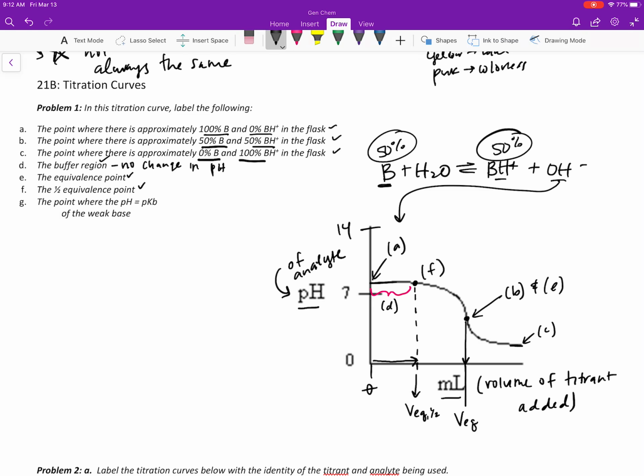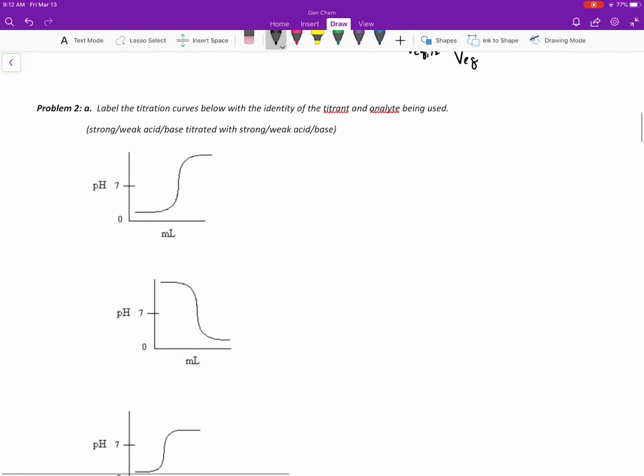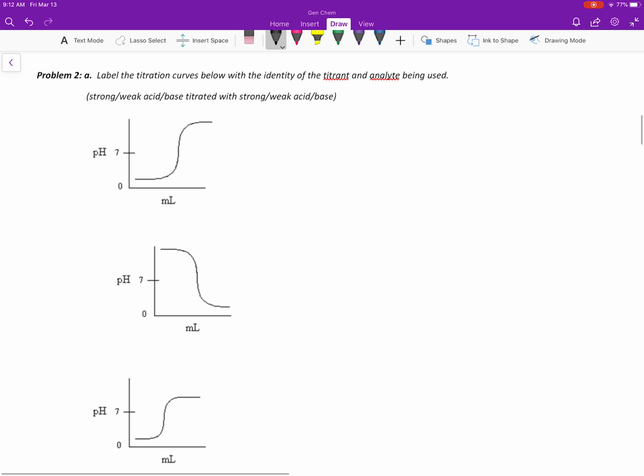The last part says the point at which the pH is equal to the pKb of the weak base, and this is always going to be equal to the half of the equivalence point. So they are the same. Okay, so this is where pH is equal to the pKb. All right, so we've labeled our graph. So now problem 2a is identifying what type of titration is occurring.